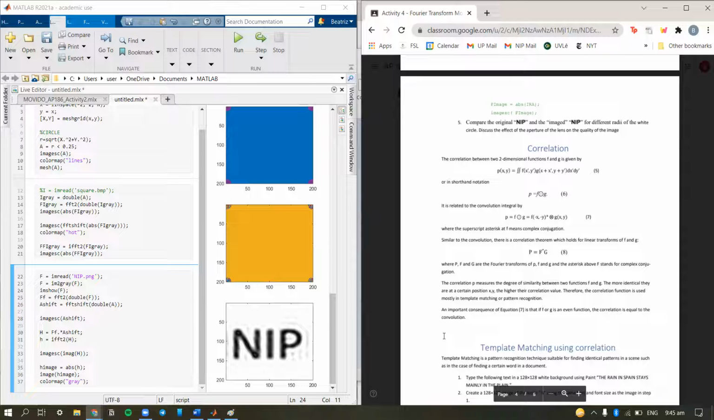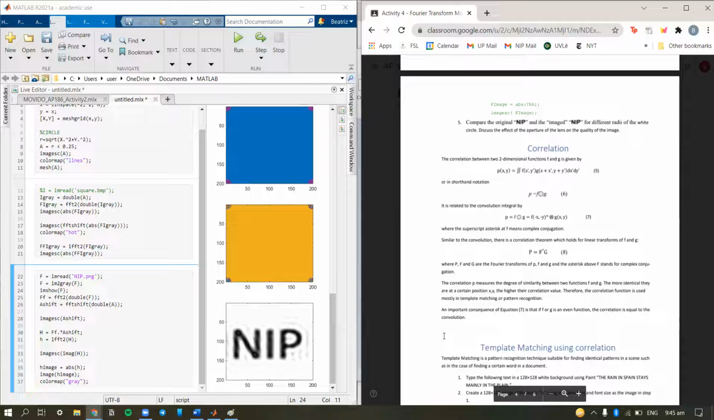Alam niyo ba yon? Kapag symmetric din naman yung image, doesn't matter if you use a plus or a minus here. Kung kunyari yung G, ang function niya is even. An even function means it's symmetric about 0, no? Same, it looks the same whether you look left or right from the 0. So it's an even function. So correlation equals convolution so long as G is an even function. Okay? Ano bang ginagawa nitong correlation?